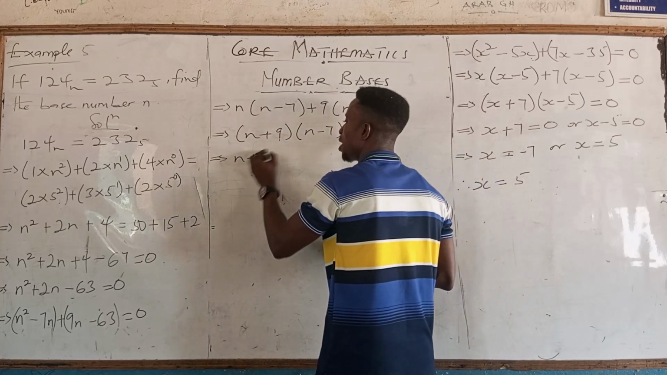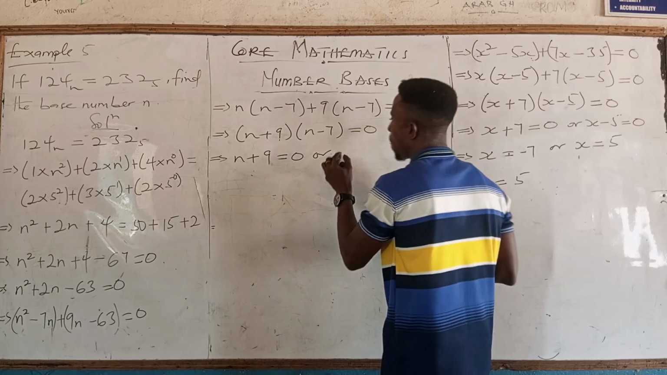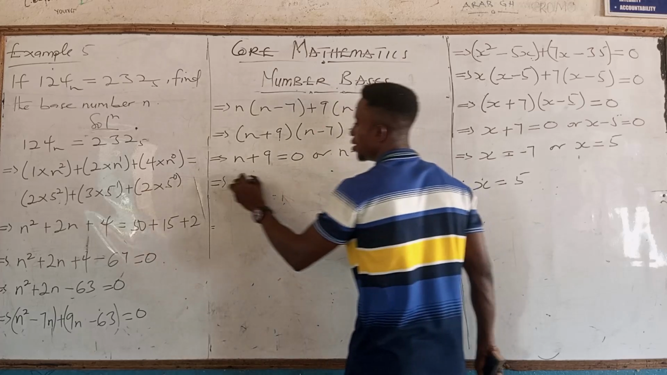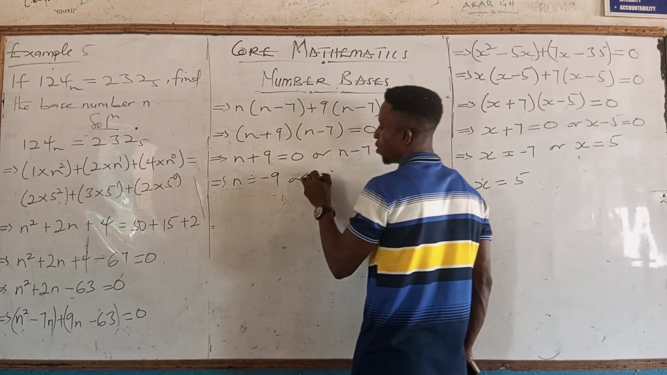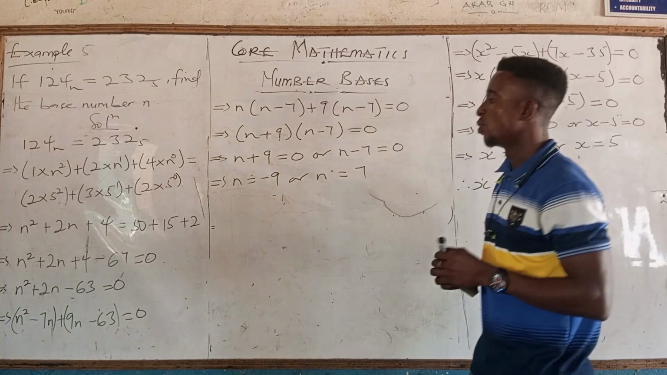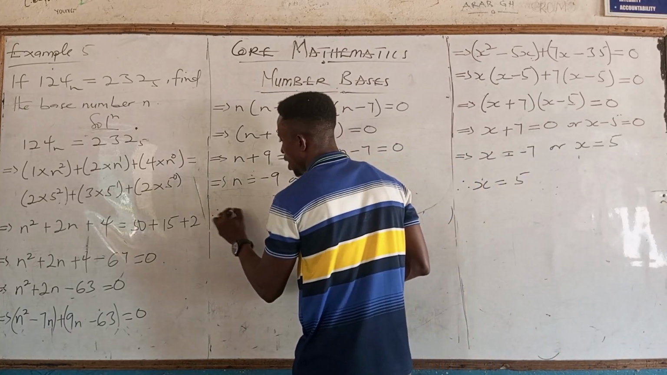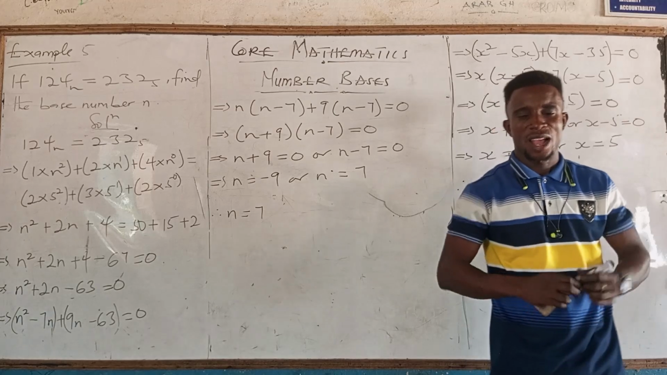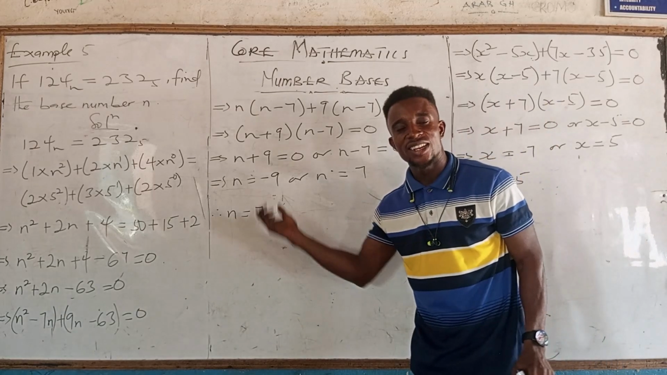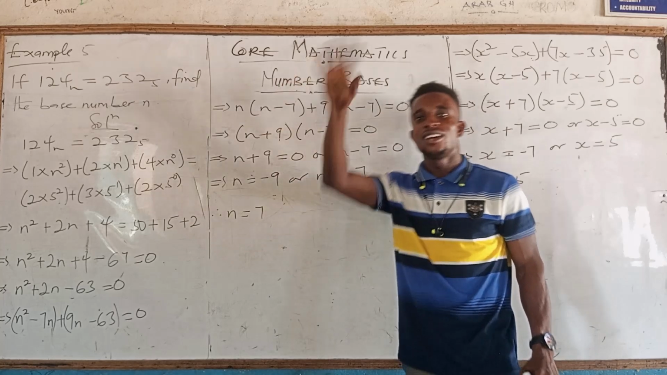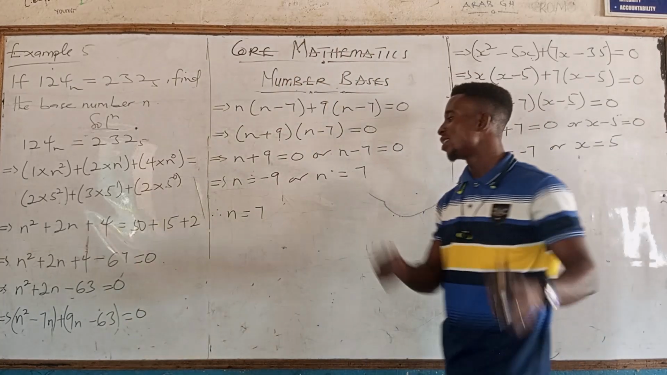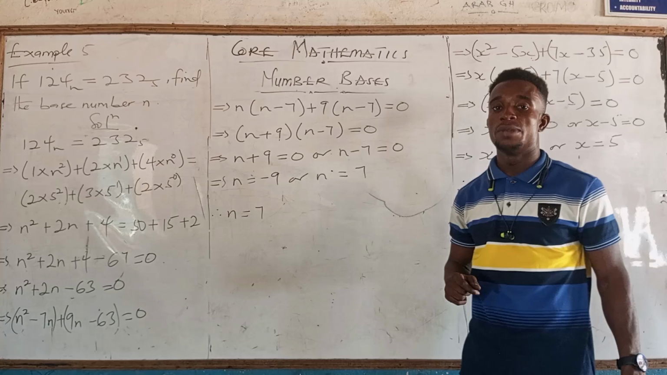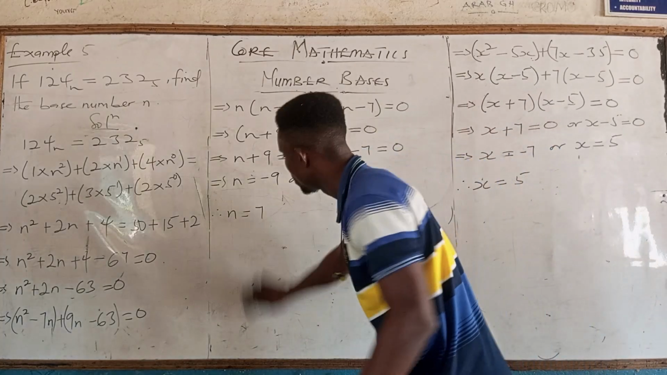So we say n plus 9 is 0, or n minus 7 is 0. So this will now get us n is equal to negative 9 or n is equal to positive 7. So therefore, our n is equal to 7. And I think after pausing the video, you're able to get 7. Give me a high five if you're able to get 7. Okay, let's proceed. That is correct. That is good of you. So we are saying now 7, because the negative 9 can never be a base, right? Okay. So that is that.